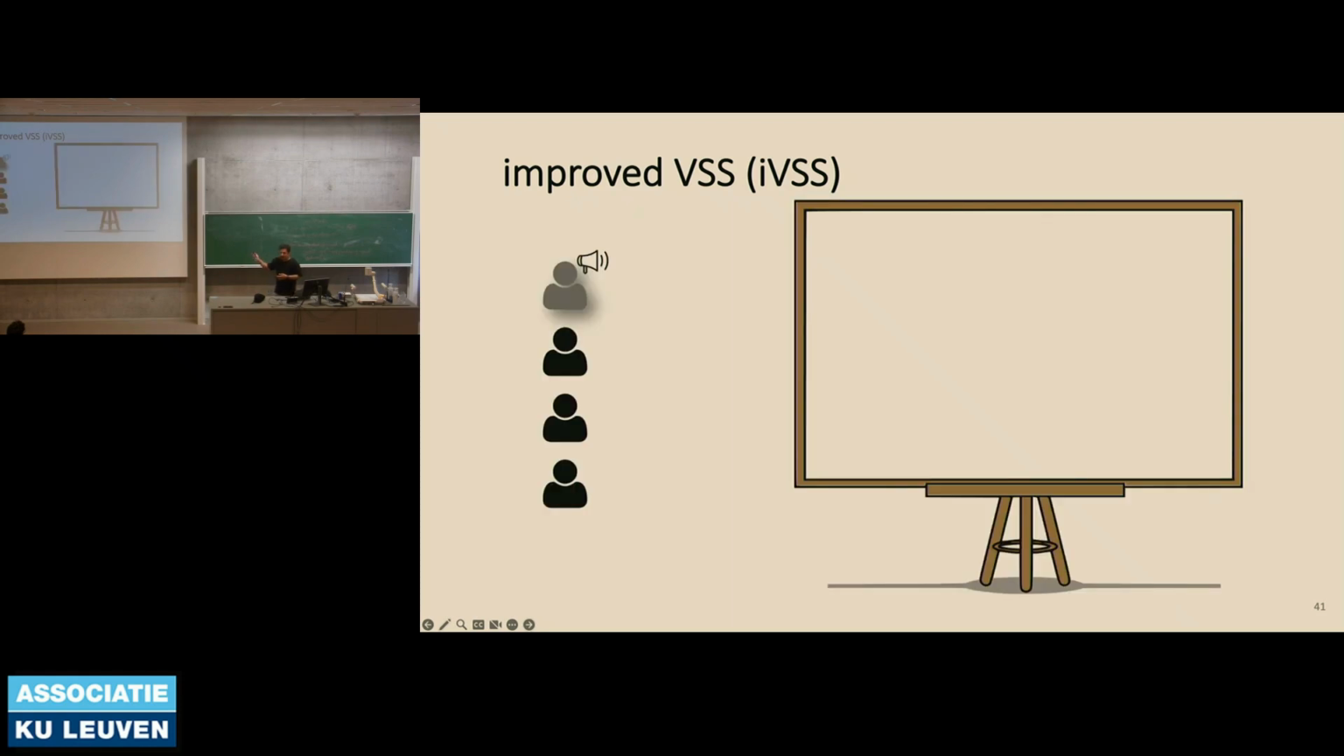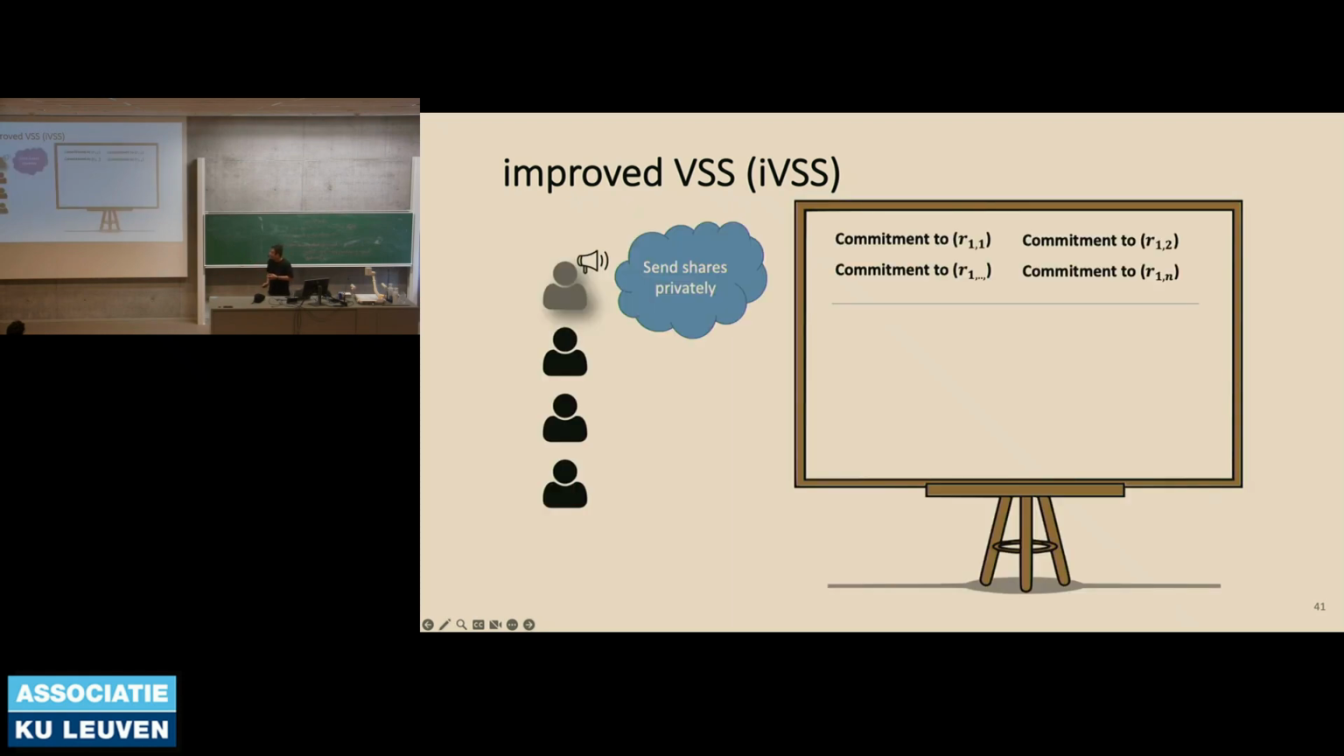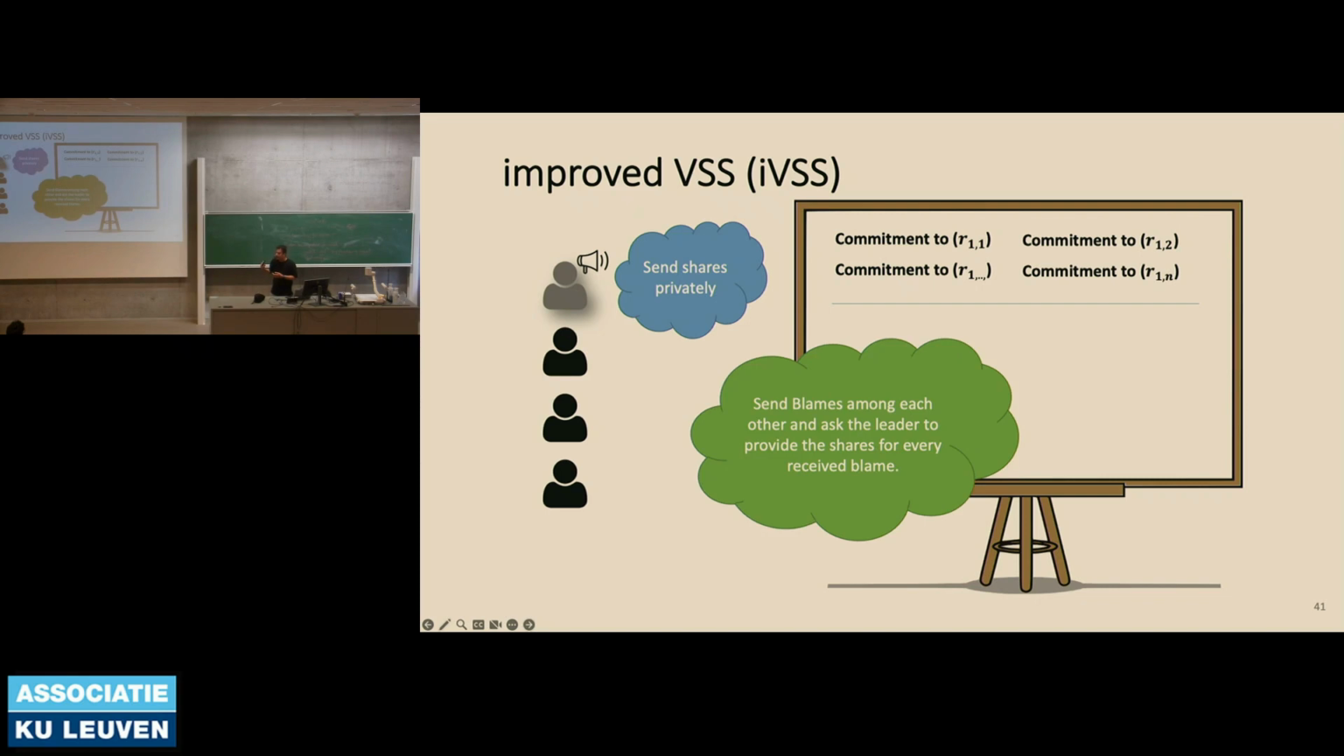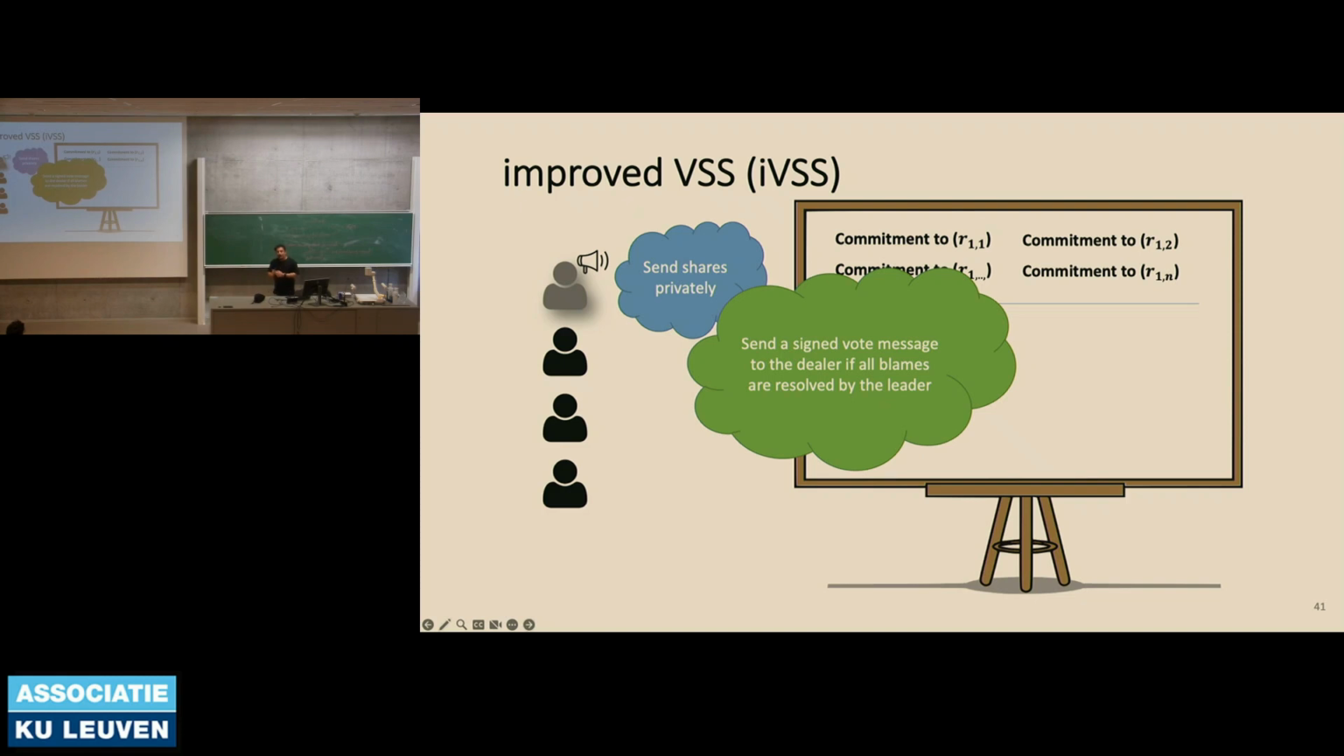So what we do, same setting as before. You have a dealer and everything. You again put the commitments on the bulletin board. You send the shares privately. The trick we use is that blames, or these complaints, are not on the bulletin board. You send the complaints also privately. And for every complaint that you receive, you're going to forward this complaint to the dealer. Hey, I got these 3 complaints from these 3 people. Can you tell me the solution? Can you tell me the shares for this?